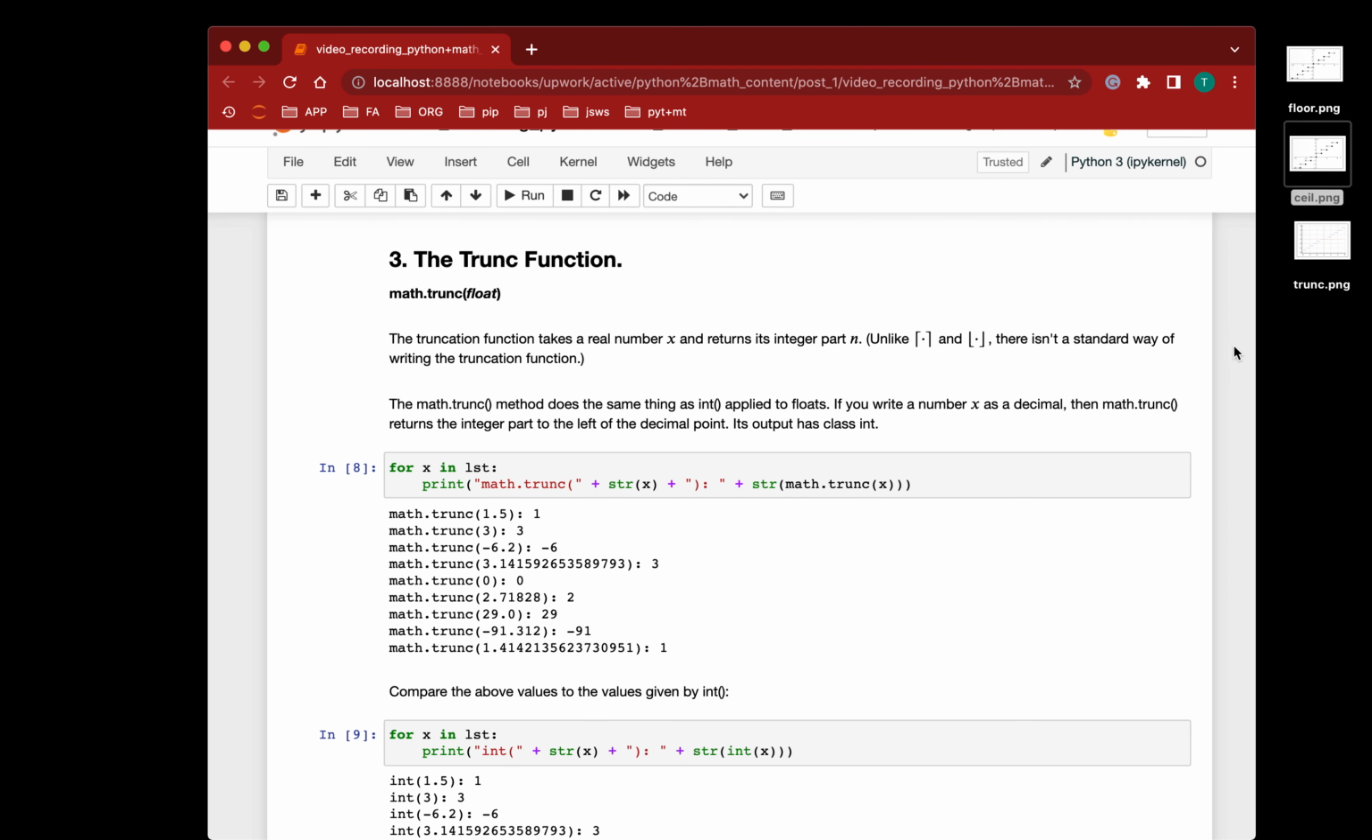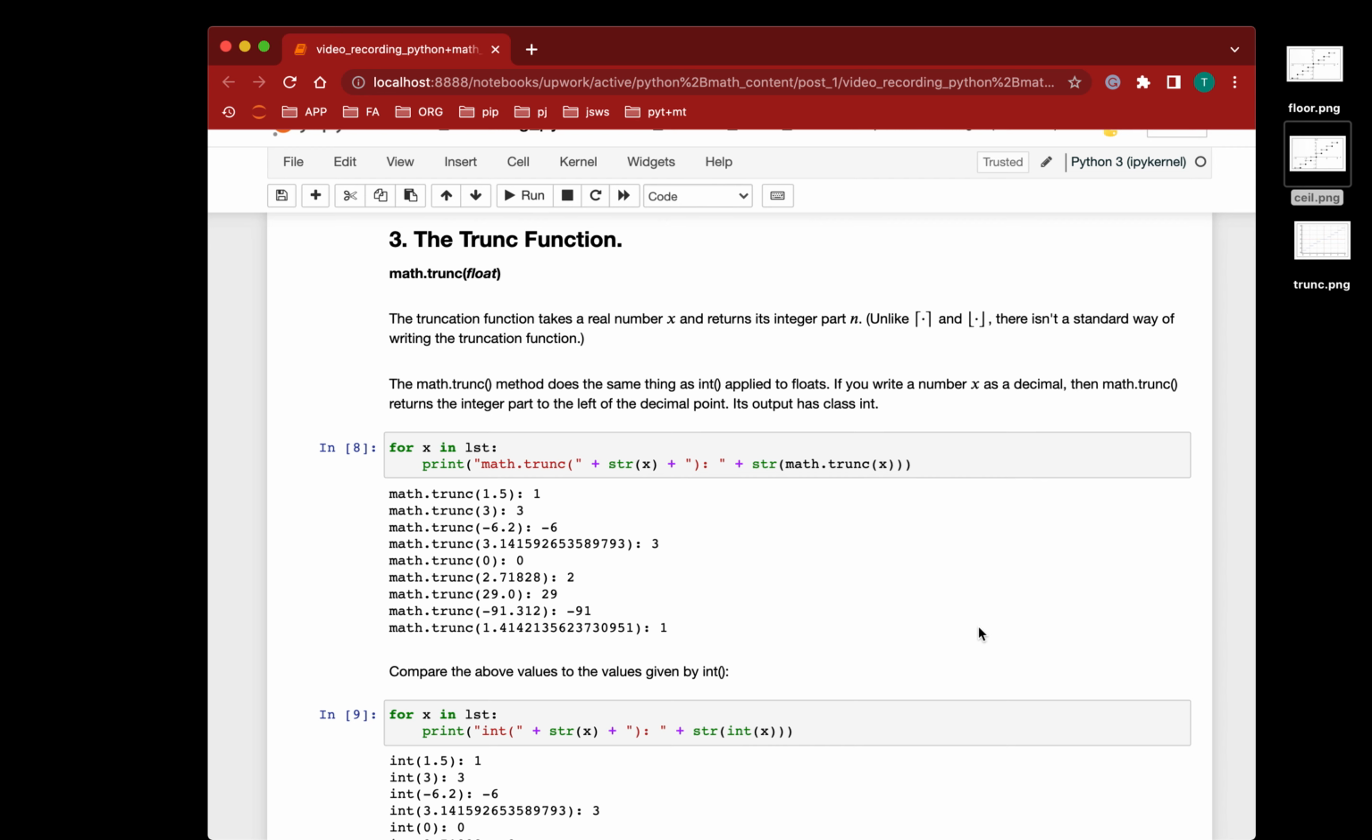Let's now go over the trunc function. Unlike the floor and ceil functions, the trunc function is not really part of the typical mathematical arsenal. At least you will not learn it in a typical math class. But it's still useful to have in the Python library, so it's part of the math module.